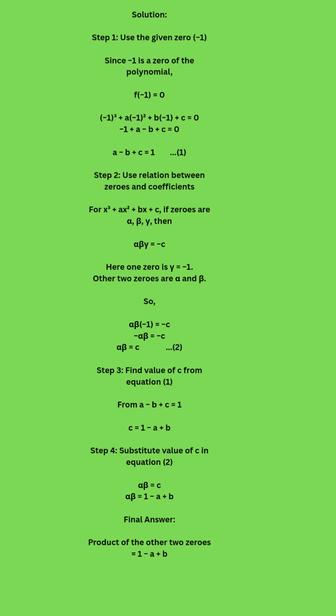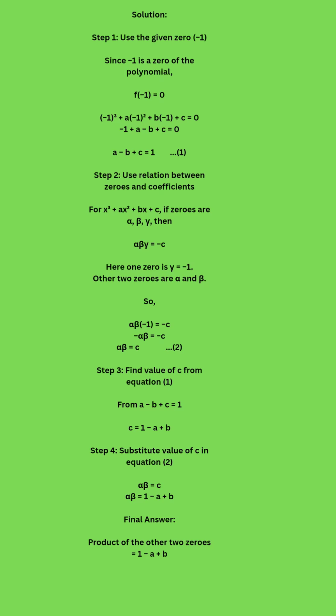We rearrange this expression and get a minus b plus c equals 1. From here, we find the value of c. So, c is equal to 1 minus a plus b. Now, we use an important rule from the relation between zeros and coefficients of a cubic polynomial.